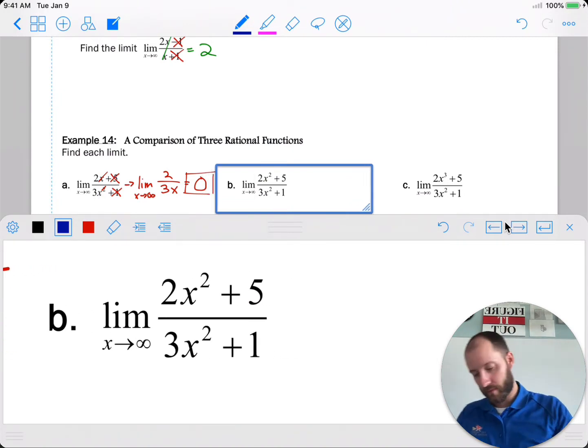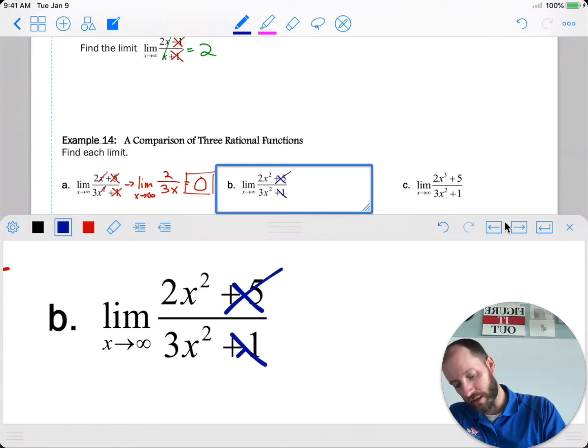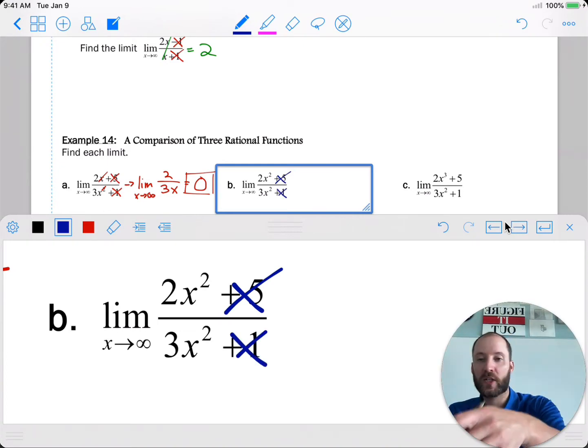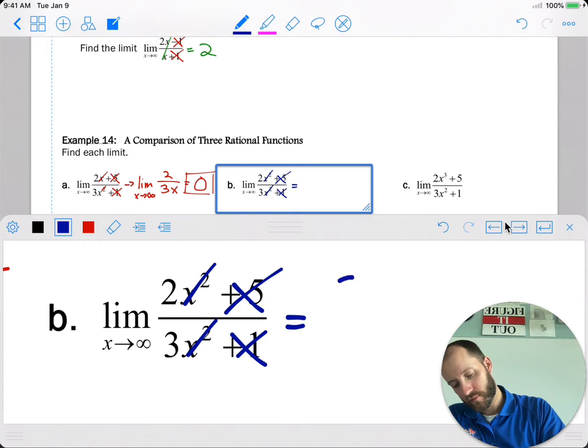Example B. In the top, the plus 5 doesn't really matter. The bottom, plus 1 doesn't really matter. So you have 2x squared over 3x squared. Those x squareds cancel out, and you just have 2/3.